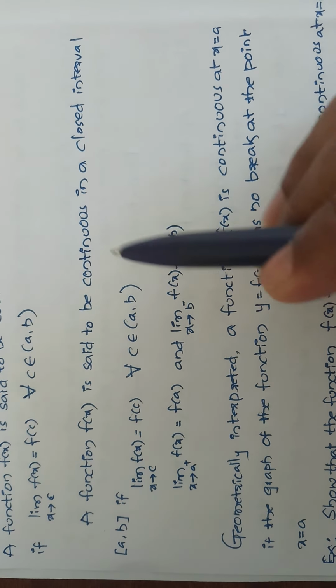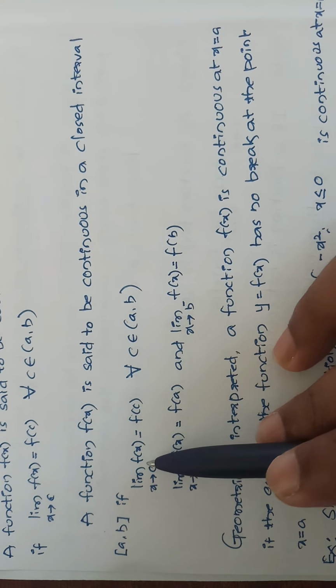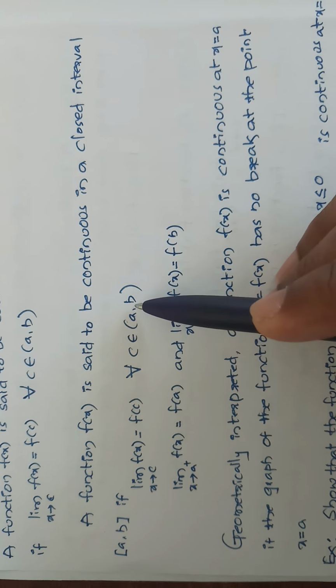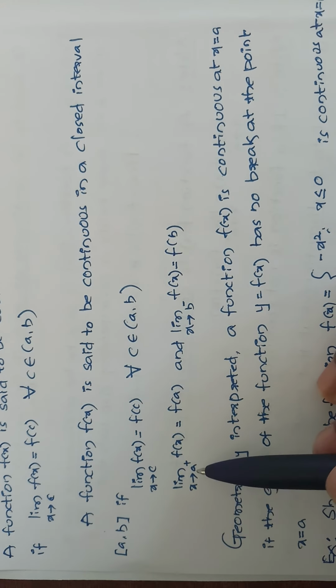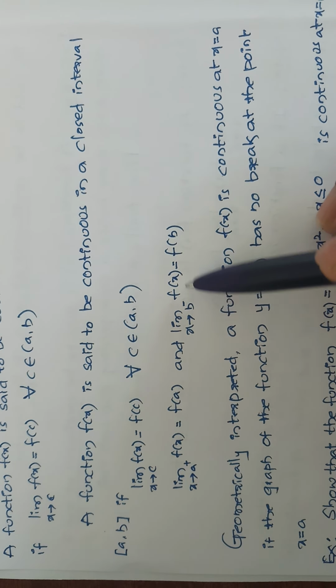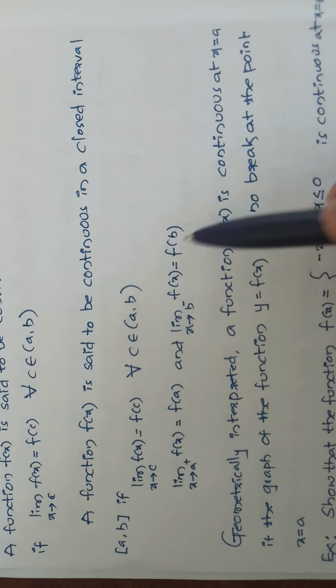A function f of x is continuous in the closed interval [a, b] if the limit as x tends to c of f of x is equal to f of c for all c belonging to (a, b). So this can be written as: the right hand limit is equal to the value of the function, and the left hand limit is equal to the value of the function. So that is at that point b.